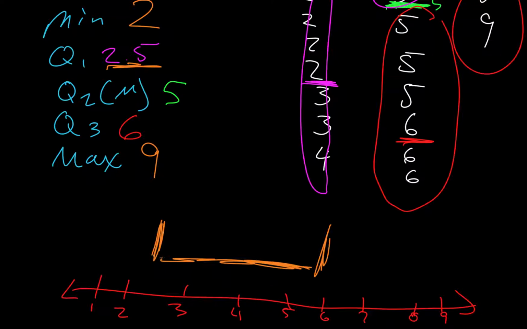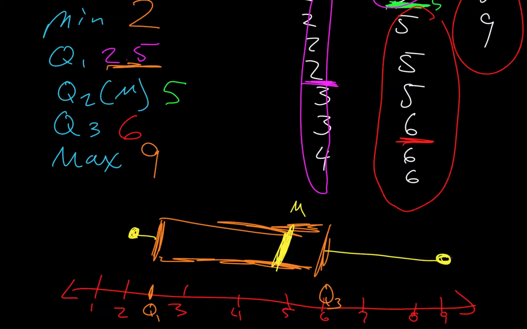So we draw our box. Once again, we draw it from Q3 to Q1. Then we mark our median, which is 5. So that's the median. And then we just need to do this out to 2, because that's our minimum. And then this side out to 9, because that's our max. Okay, that's a box and whiskers plot right there.